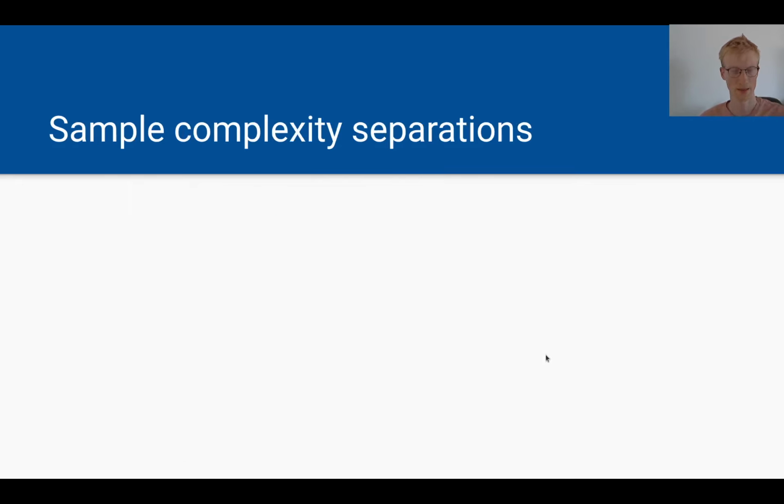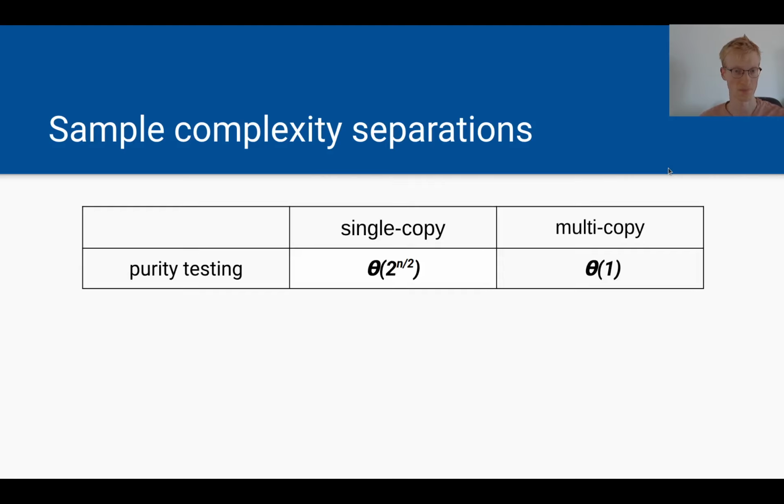Now, restricting your attention to single copy algorithms also often comes at a cost. In particular, many previous works already have shown sample complexity separations like the following. Let's look at the example of purity testing. Purity testing is somewhat similar to stabilizer testing, but instead of stabilizerness, we're testing for purity. So we're testing if some input state psi is either a pure state or the maximally mixed state.